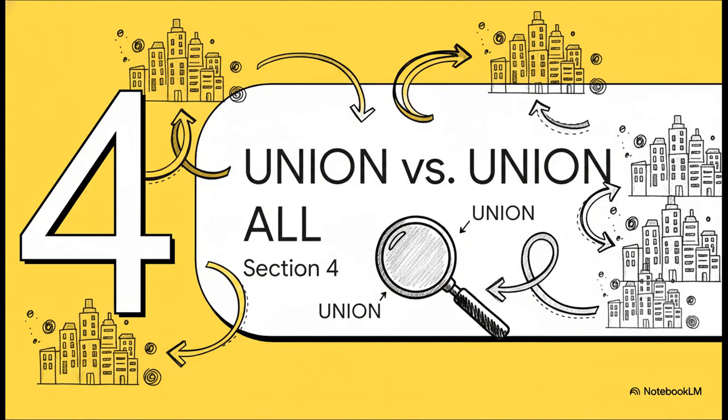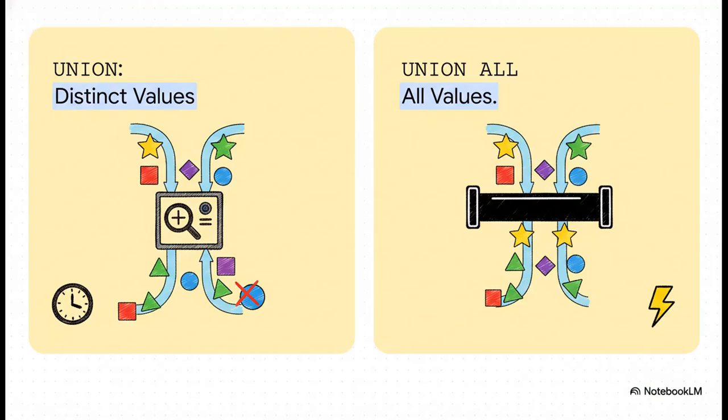But what if you want the duplicates? What if you need to know every single instance of a city, not just the unique list? Well, for that, we need a slight variation of our tool. And this is the choice you have to make. Union is your careful filter. It inspects every entry to give you that clean, unique list. But that extra check takes a little more time.